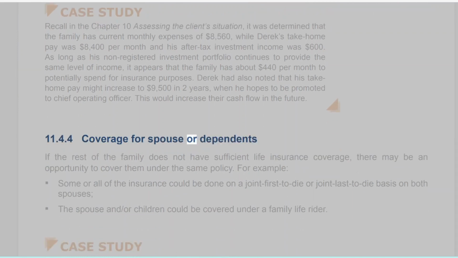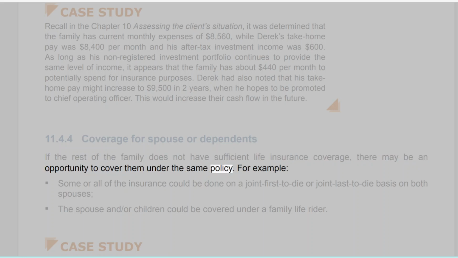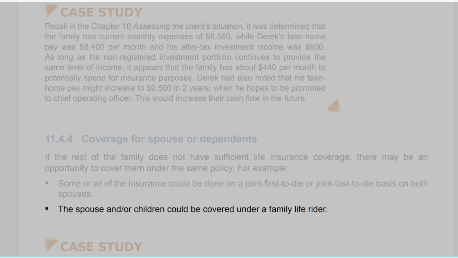1.4.4 Coverage for spouse or dependents. If the rest of the family does not have sufficient life insurance coverage, there may be an opportunity to cover them under the same policy. For example, some or all of the insurance could be done on a joint first-to-die or joint last-to-die basis on both spouses. The spouse and/or children could be covered under a family life rider.